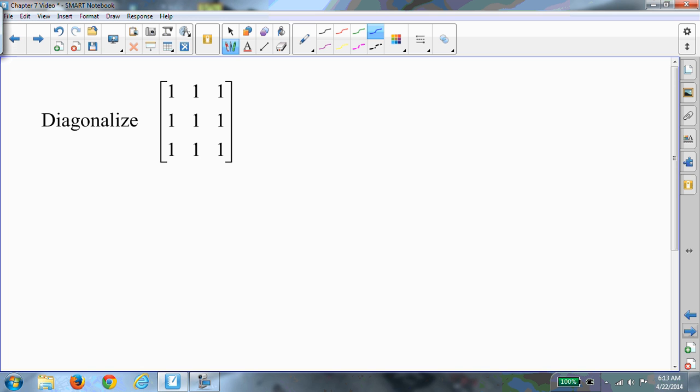Third one, I want to diagonalize this, which is a really easy matrix, at least in terms of the elements. But one thing I want to mention is that this is symmetric. So A transpose equals A, which means we should be able to orthogonally diagonalize this.